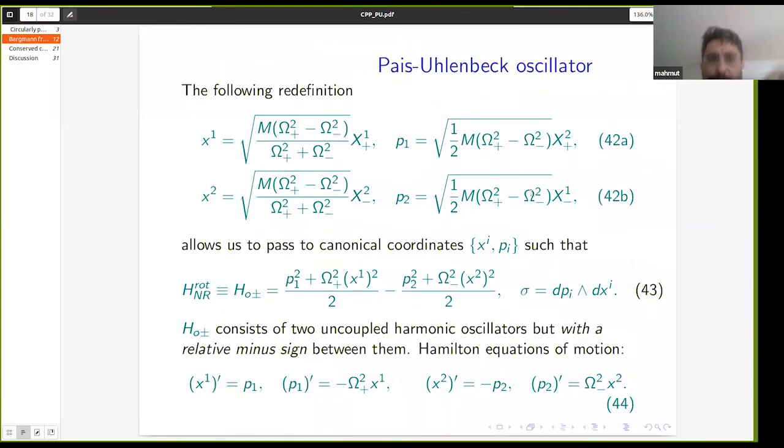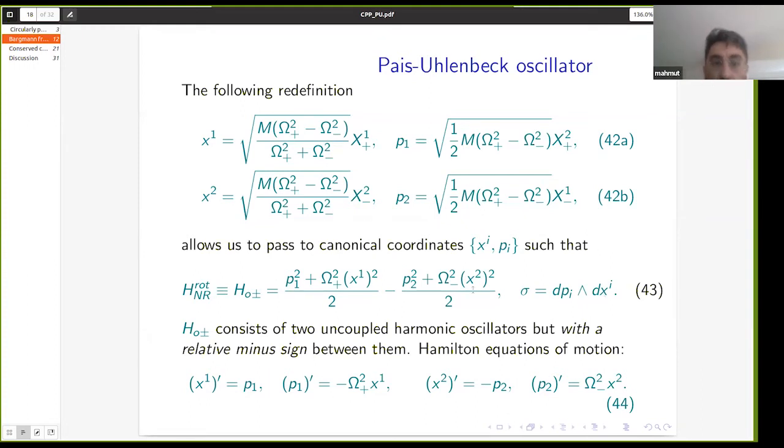Now the thing is that if you redefine this x plus 1, x plus 2, x minus 1, x minus 2 with new small x and small p's, momenta and coordinates, and rewrite this symplectic structure again, then you end up with canonical coordinates because now your symplectic 2-form is just dp dx. This is the regular thing that we know. So we are now working with canonical coordinates.